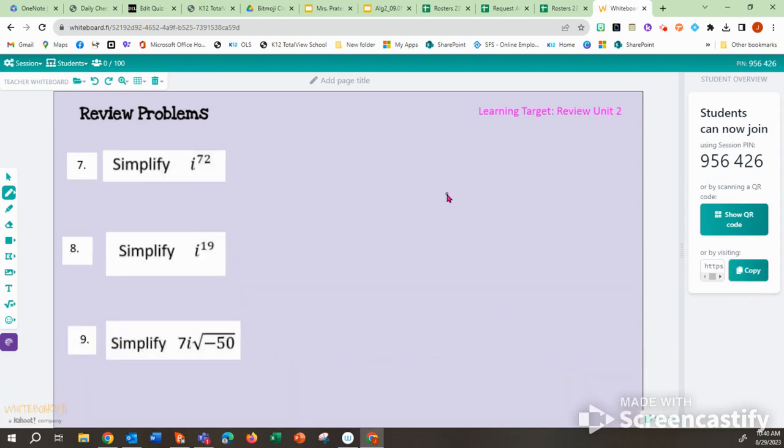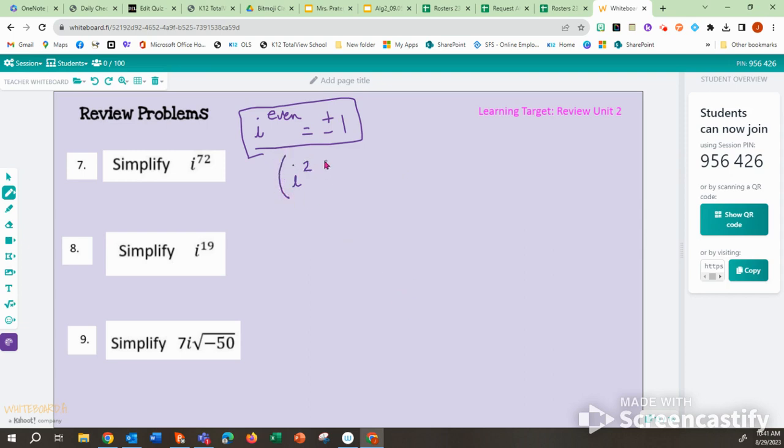When we're simplifying an i to an even power, I had this on your rule sheet. So if we're simplifying an i to an even power, we know the answer is either going to be positive or negative 1. So that's a little rule. And so example 7 is an i to an even power. So the first thing that I would do is I would rewrite i to the 72nd power using an i squared. So how do I do that?